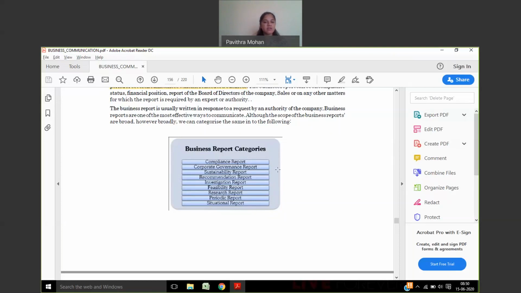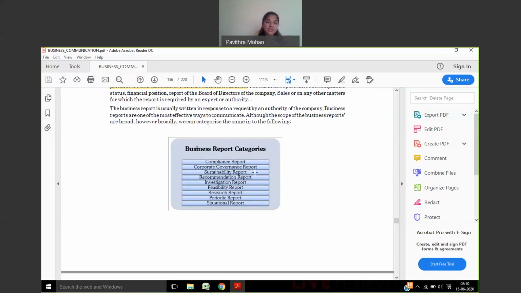Then you have corporate governance report. Corporate governance means the company has certain activities to be done. So whether I'm doing these activities in line with the rules given by the government. Okay, so if I'm following all the protocols, then it will be called corporate governance. I have ensured filing my financials within September 30th. Okay, within September 30th, my IT returns is filed. Within the 15th of every month, my corporate governance.